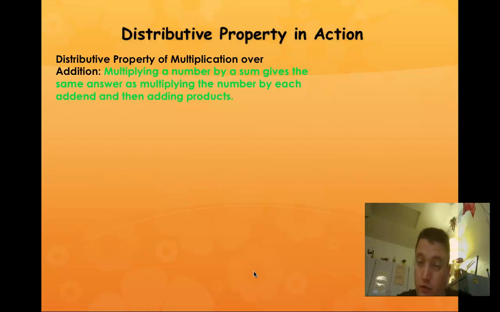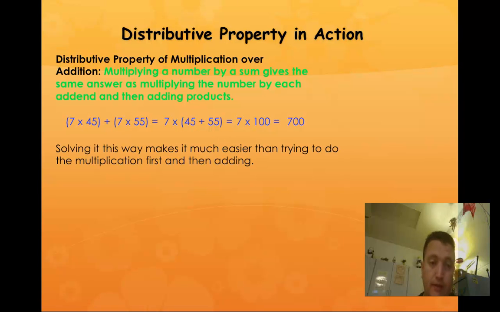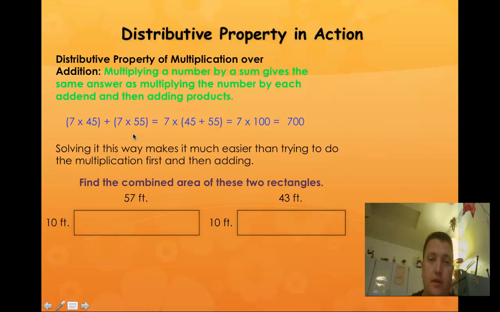Now, let's look at the distributive property in action. Here I've got 7 times 45 plus 7 times 55 equals 7 times 45 plus 55. I'm going to add those two together first, which equals 7 times 100, which equals 700. Okay? And it's a lot easier to do it this way than trying to multiply 7 times 45, then do 7 times 55 and re-add the answers together, when I can just combine them right here. Again, 7 is the same factor in both numbers here. That's why this works. All right.